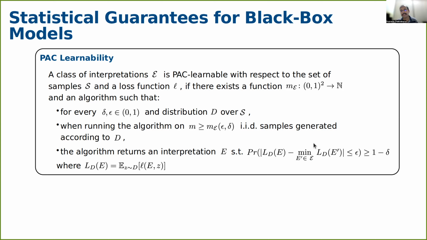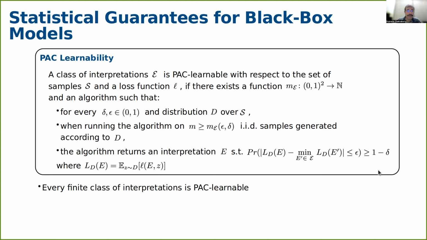If the best interpretation in this class would have had some loss function, in our case could be accuracy, then the probability that what I have synthesized using a large enough set of samples, but not the entire set of samples, is going to make an error very far away from the error made by the optimal interpretation in this class, will be low with high probability. Okay, so this is standard PAC learning.